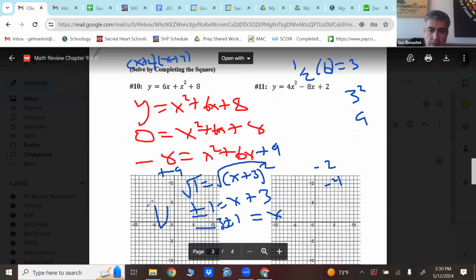If I were to graph it, I should find the x-coordinate of the vertex, which is -3, just right between -2 and -4, and then I can plug it in. But we didn't ask to graph it, so that's what you do.